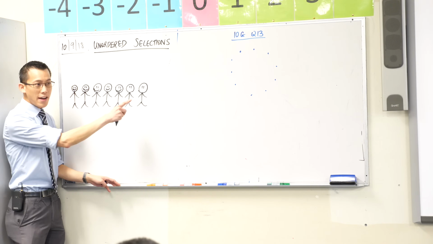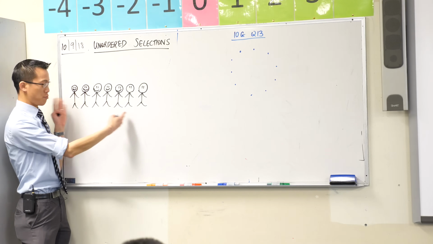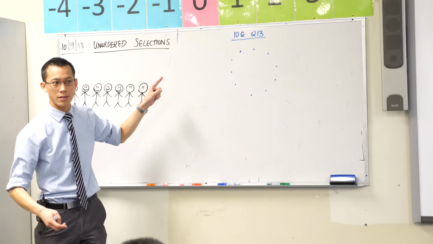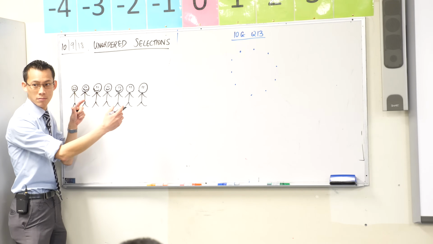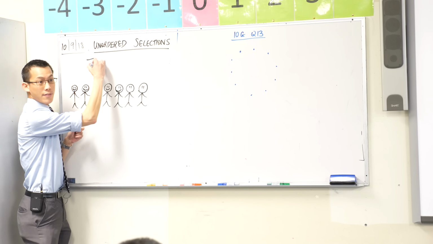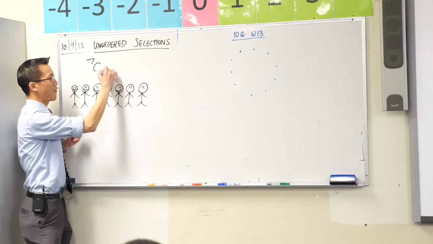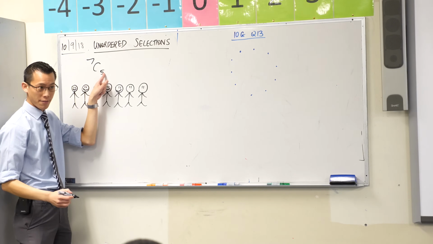But if I said 5 players are going to be chosen out of the 7, using our new notation, what would we say for this? What would be our way of calculating the answer? You'd say 7C5. 7 options, choose 5 of them, okay?